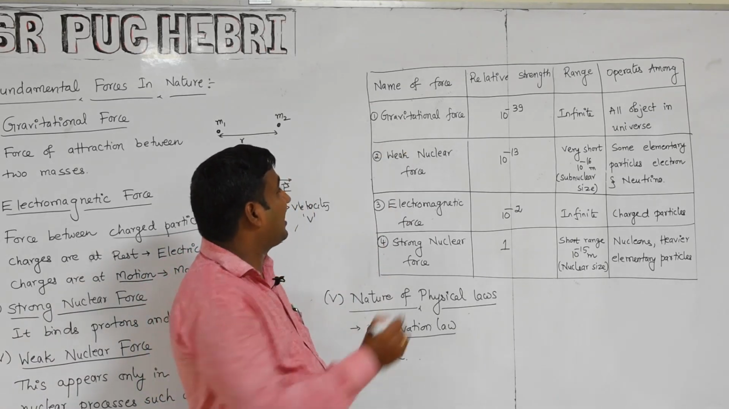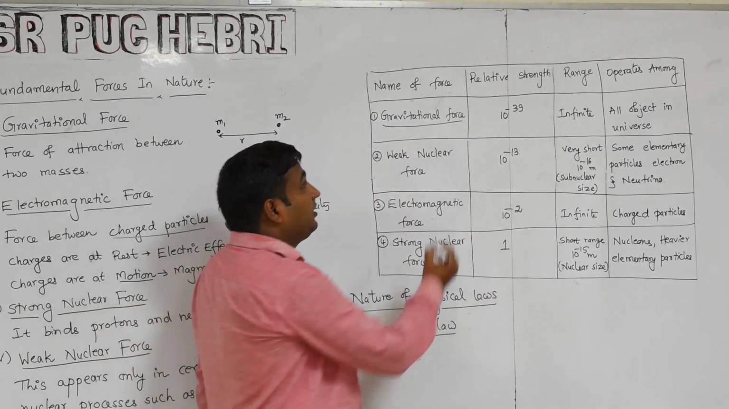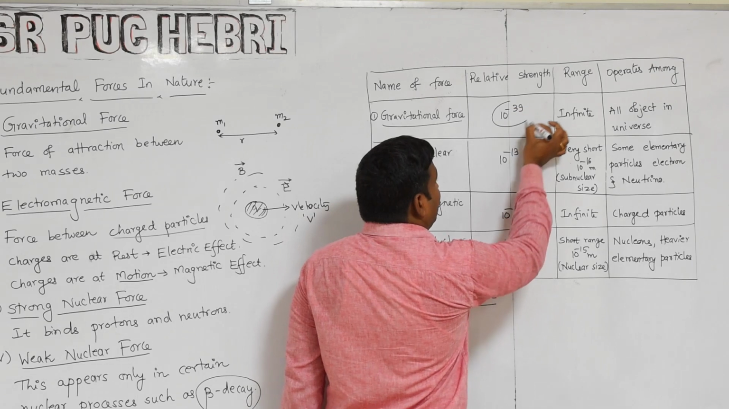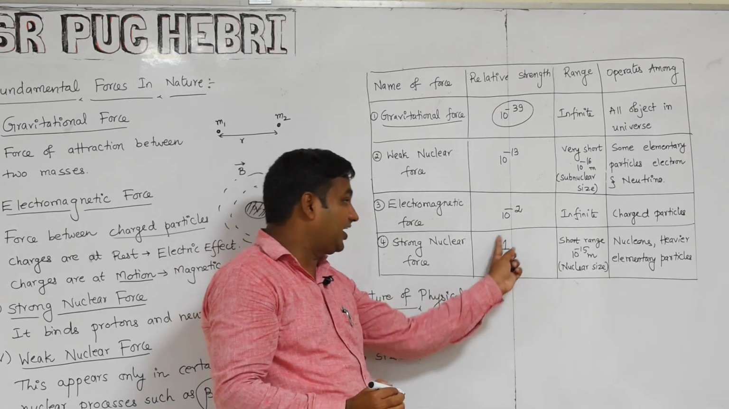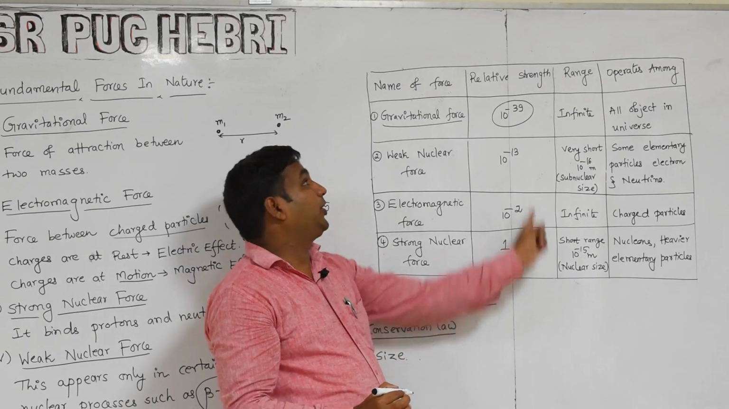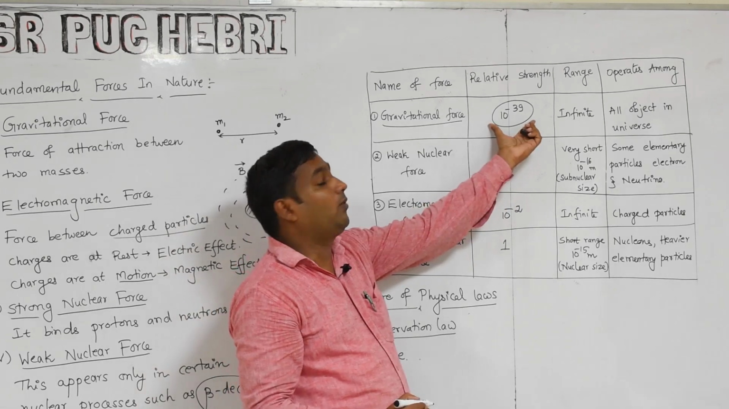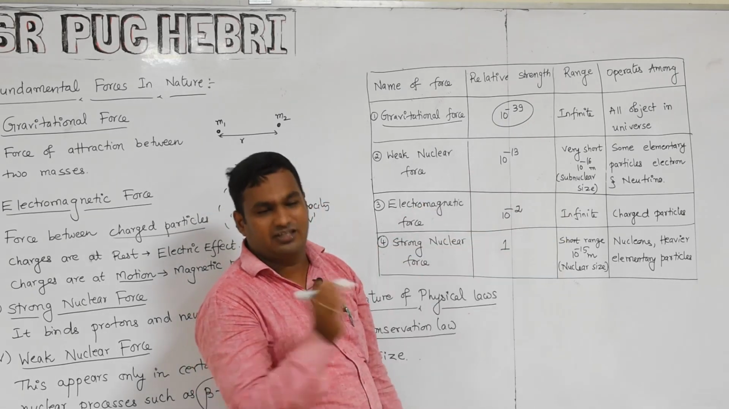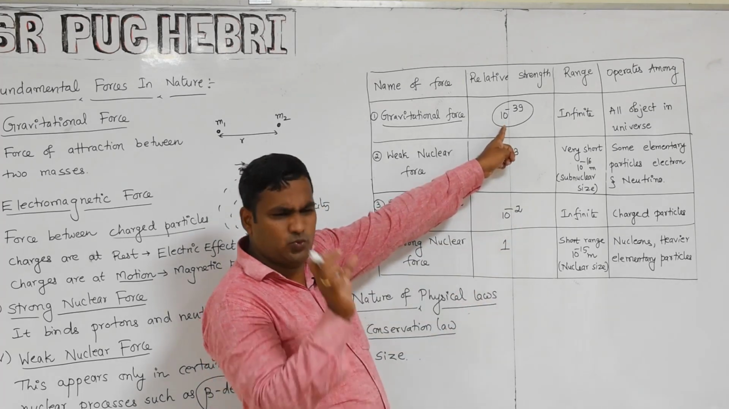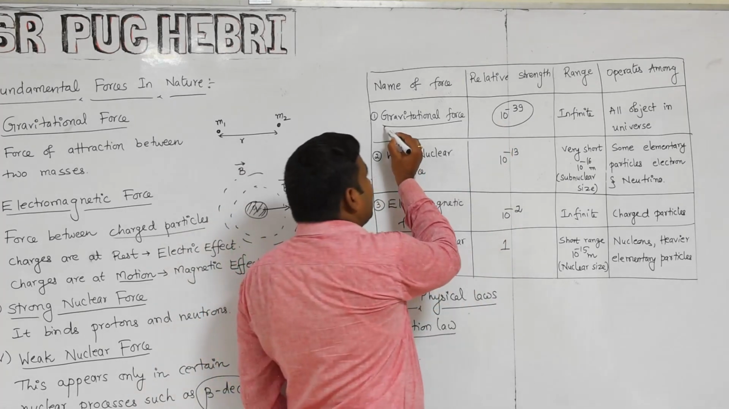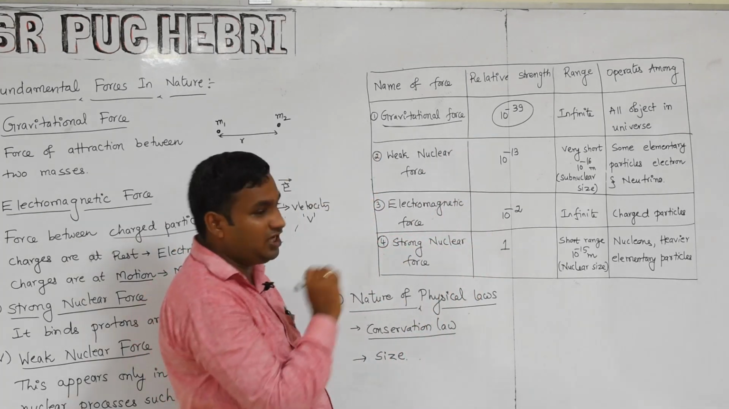First one is called the gravitational force. Relative strength of the gravitational force, when you compare with the strong nuclear force, I take the relative strength as 1 here, and when you compare with these two, the relative strength is 10 power minus 39. That indicates that the value is very small. 10 power minus 39 is very small. Due to that reason I said gravitational force is the weakest force in nature.